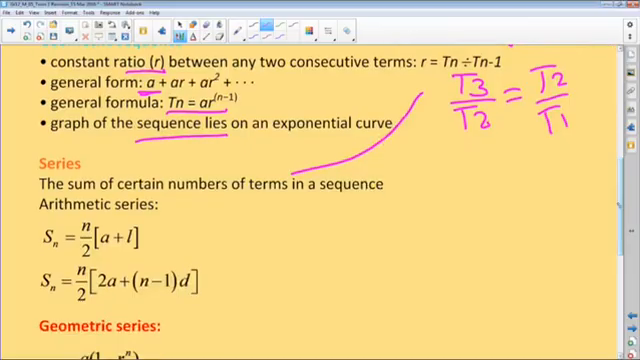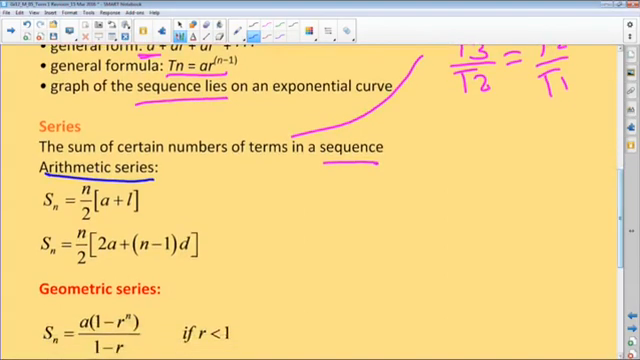When we're looking at the sum of certain numbers of terms in a sequence, we're going to look at each of them separately. So first, let's start with an arithmetic series, one that forms a linear number pattern. We've got Sn, your sum formula, equal to n over 2, where n is your number of terms, a is your first term, and l is your last term. So if you are given the last term in your series, you can use that formula.